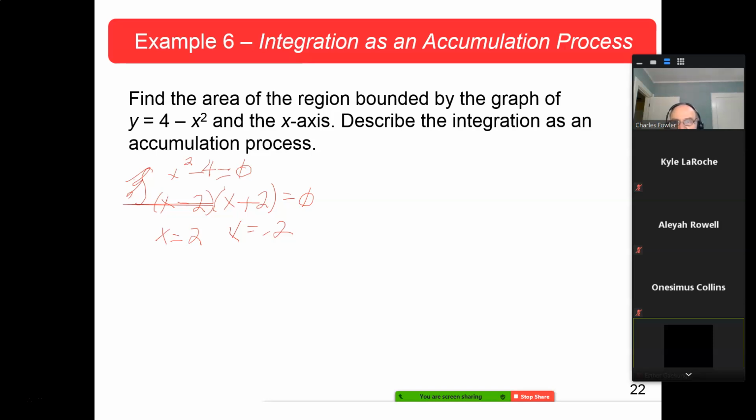So find the area. The area would be the integral, this is what I started right before, from -2 to 2 of 4 minus x squared. Now we'll go back to writing it the way they said to write it. And then our dx. And what's the antiderivative of 4?